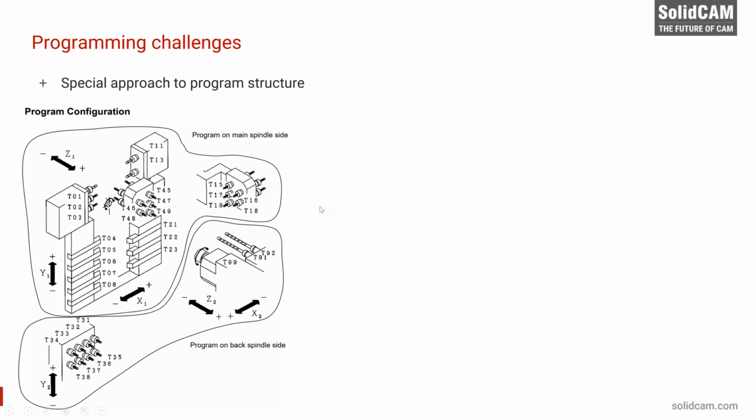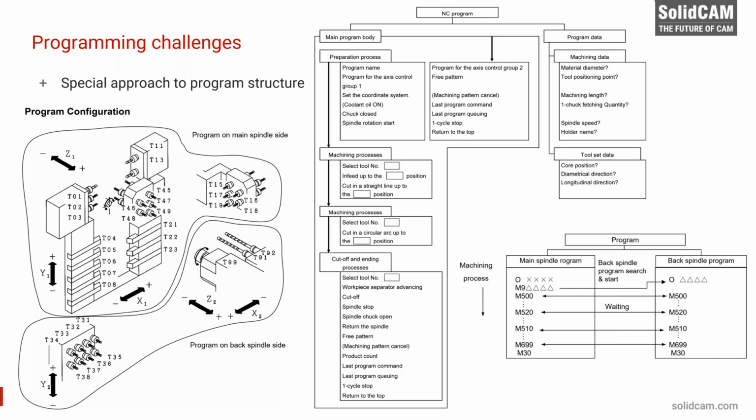This comes mostly from Swiss type machines. And also inside the machine manual, you may find even a big chapter about how the program should be written. The structure, you can see the detailed description for each part of the program. And this is also critical for the Swiss type machines.